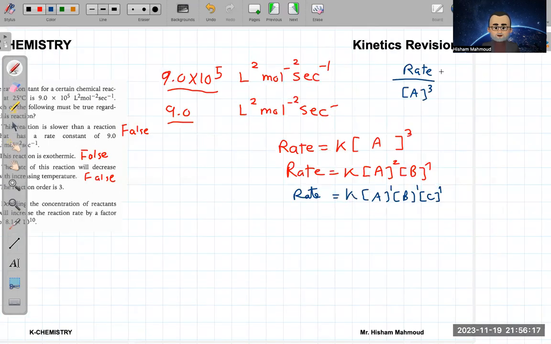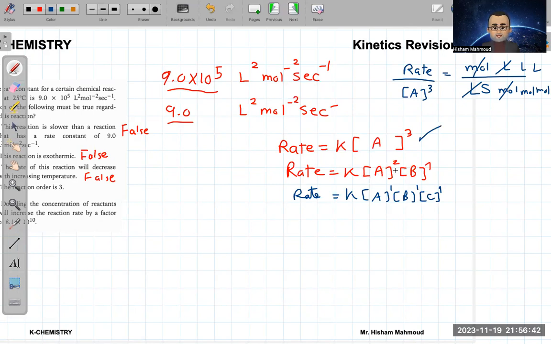So what is rate over A cubed? Mole per liter second, and then mole per liter, mole per liter, mole per liter. Cancel liter liter, mole mole. What is the unit here? Liter squared. Nice. Mole minus 2. Nice. Second minus 1. Very good.